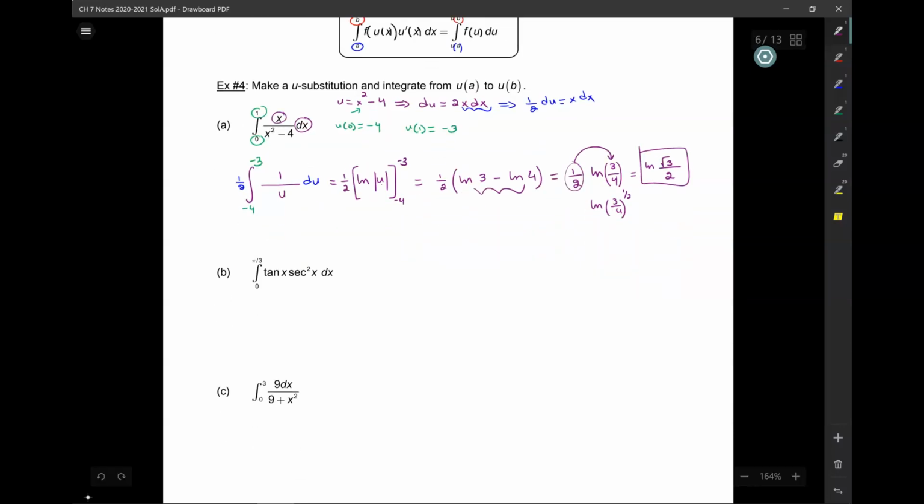Next, what I have here is tangent and then secant squared x. All right, so here, your first instinct might be, okay, I have a secant squared x, so u should be secant of x, right?